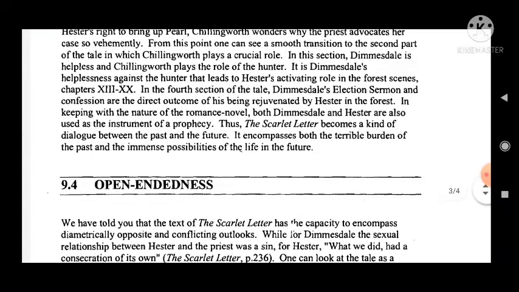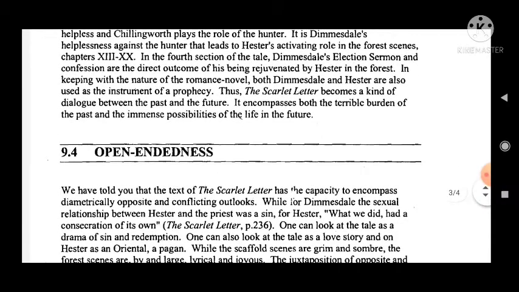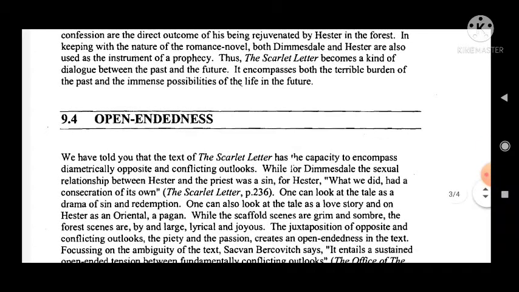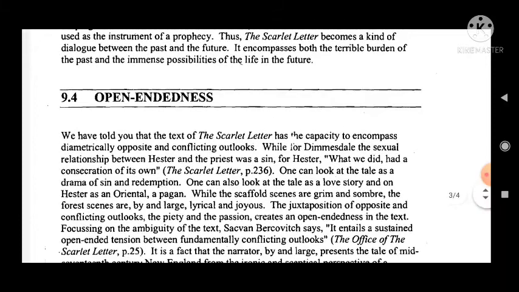Chapters 13 to 20. In the fourth section of the tale, Dimmesdale's election sermon and confession are the direct outcome of his being rejuvenated by Hester in the forest. In keeping with the nature of the romance novel, both Dimmesdale and Hester are also used as the instrument of a prophecy. The Scarlet Letter becomes a kind of dialogue between the past and future. It encompasses both the terrible burden of the past and the immense possibilities of life in the future.